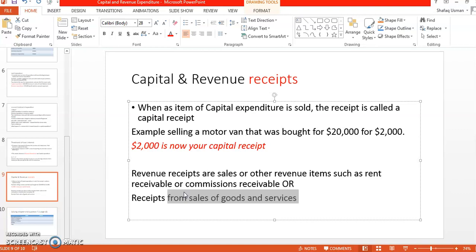Revenue expenditure is the money spent on the day-to-day expenses of the business. And revenue receipts are the money you are receiving from the very same activities. So the money received by selling goods or services, or the money received as rent. Maybe you're paying rent for a building, but you have an office empty somewhere and you rent it out. From there you are receiving revenue. That receiving of rent is your revenue receipt.